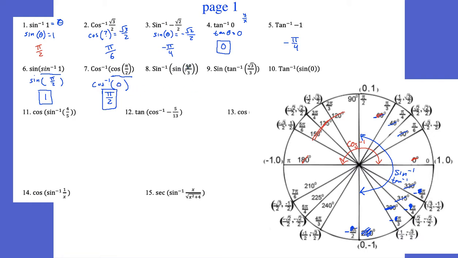Okay, next, inverse sine of sine of 4 pi over 3. So first we take sine of 4 pi over 3. 4 pi over 3 is down here. Sine of that is the y value there, so negative root 3 over 2.